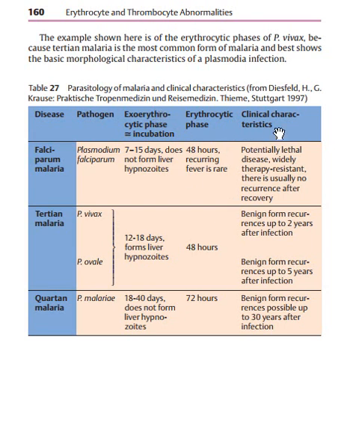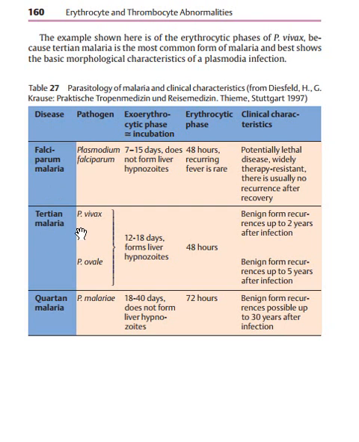So the next one is clinical characteristics. You have a potentially lethal disease, so that's why it's most virulent. You have widely therapy resistant, and there is usually no recurrence after recovery. That's what is good with it. After recovery, there is no recurrence, basically, because there is no hematocyte, but it is potentially lethal and there is resistance to the therapy. That's why malaria has killed many people, unfortunately, in our context.